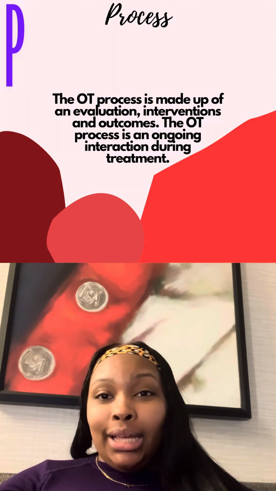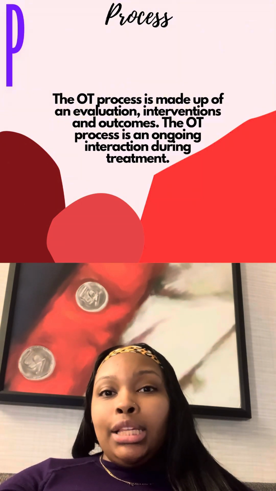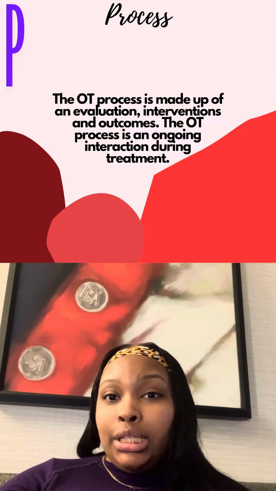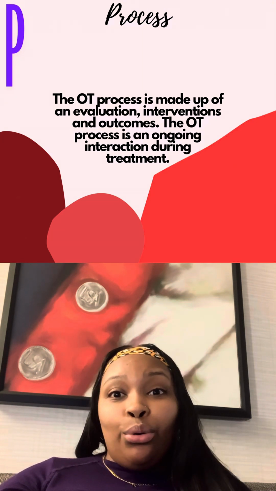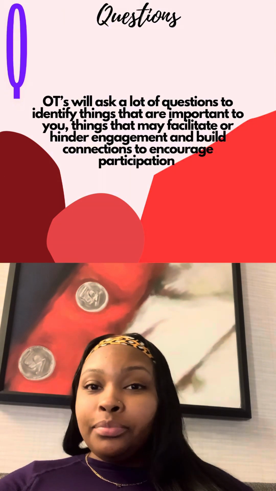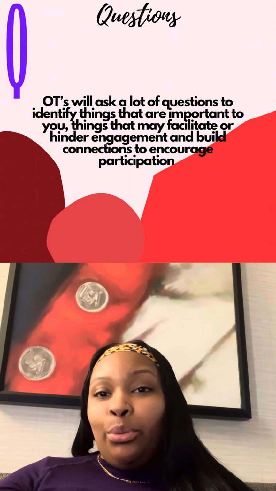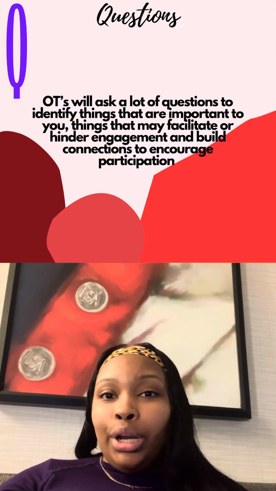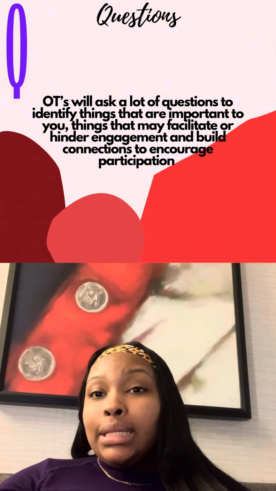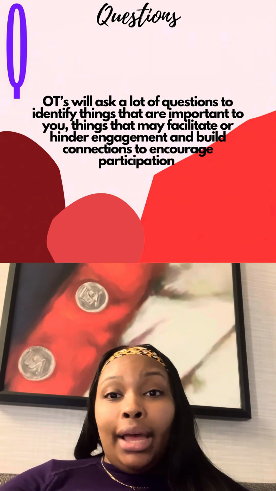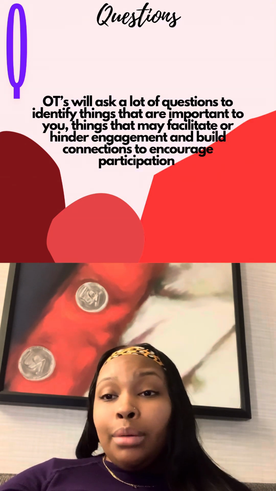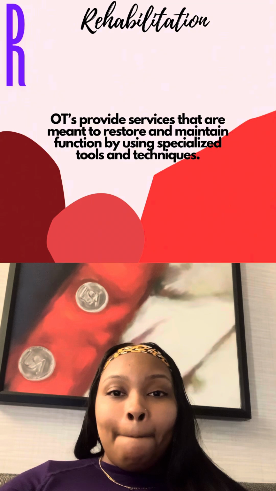P is for process. The OT process is made up of 3 parts: the evaluation, intervention, and outcomes. The OT process is an ongoing interaction during treatment. OTs will ask you a variety of questions to gather important information, things that are important to the client, and things that are meaningful to them. These things will often be used to navigate intervention planning and sometimes encourage participation in activities.